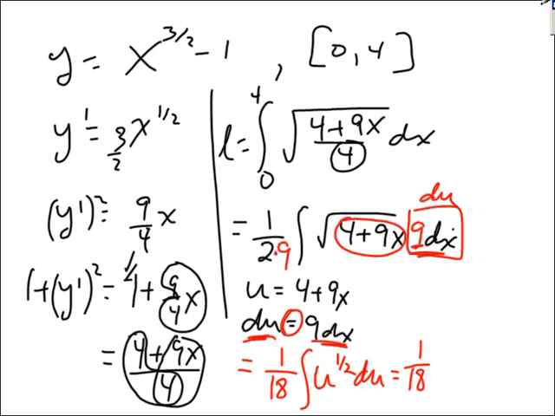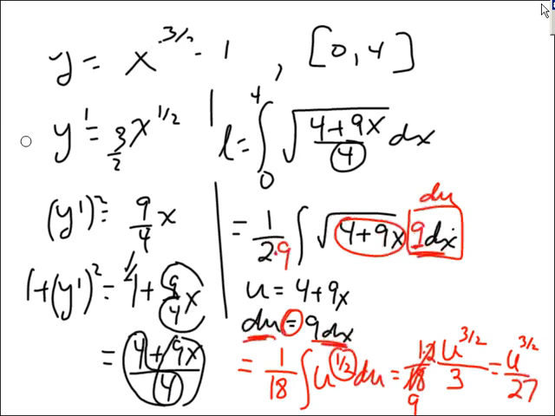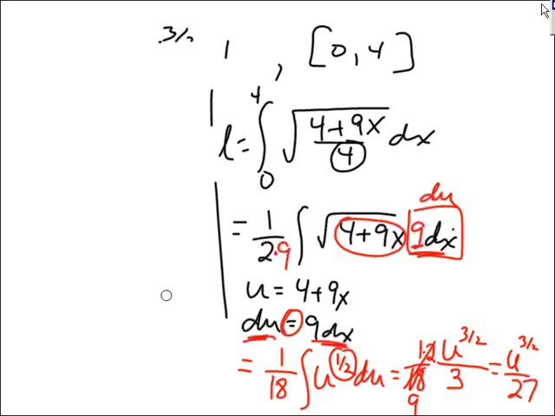But that's not a bad integral. I can do that. I add 1 to that power. I get u to the 3 halves. Then I divide by 3 over 2. And 2 goes into 18 9 times. So I get u to the 3 halves over 27. Now, there's a couple of ways to proceed from here. Last time we had a similar problem. We converted the u back to x's, but now let's keep the u's. We have u to the 3 halves over 27.